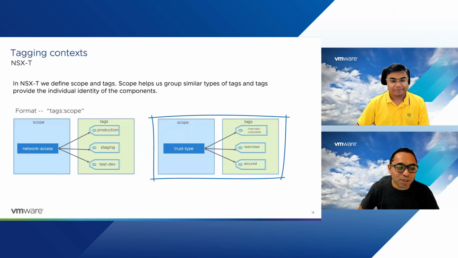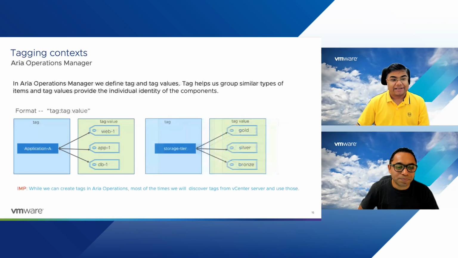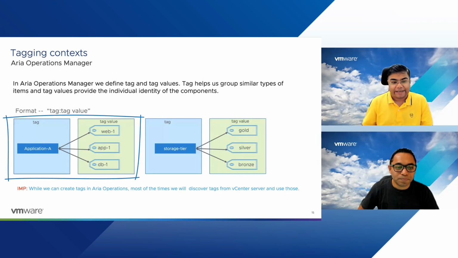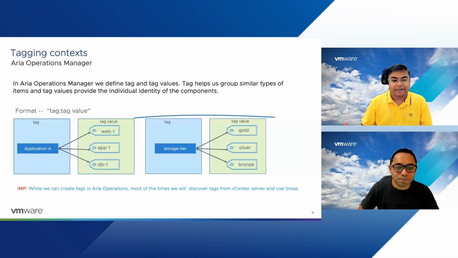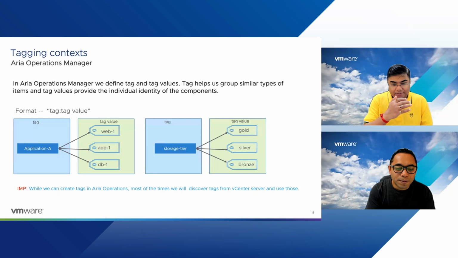Then how does it look in Aria Operations? Aria Operations has tag and tag value. Here you create a tag and under that you have tag values. Generally, we can create tags in Aria Operations, but most of the time we just discover tags from vCenter servers and then use those. Unless we are specifically creating categories, custom folders and custom objects, we generally just discover them from a vCenter server.